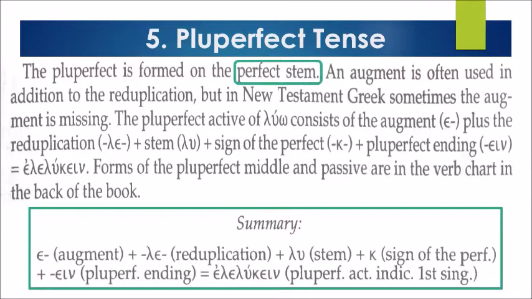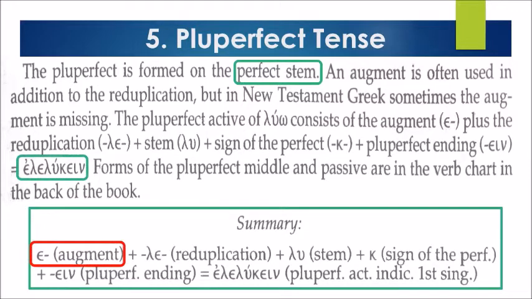An augment is often used in addition to the reduplication. But in the New Testament Greek, sometimes the augment is missing. The pluperfect active of luo consists of the augment plus the reduplication, the stem, the sign of the perfect, and the ending. And let's take a look at the summary.